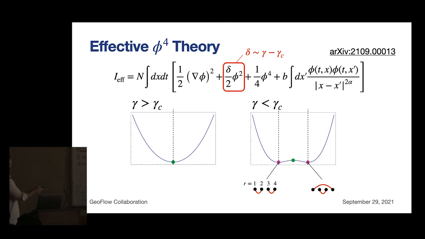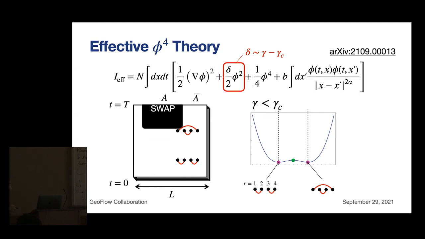So this is a familiar phi-4 model, and this delta here is controlled by the difference in measurement rates. If you're above the critical measurement rate, the mass is positive, and therefore you just have a single minimum. If this is below the critical measurement rate, then we have a regular Z2 symmetry breaking transition in the bulk. And I haven't told you any of this, but when you do this calculation, you're actually going to get four different replicas. And these two different saddle points correspond to two different correlations you can have between replicas. In particular, this saddle point here corresponds to correlations between replica 1 and 2 and replica 3 and 4. And this one over here corresponds to some swapped conditions. Give me a second and this will all hopefully come together.